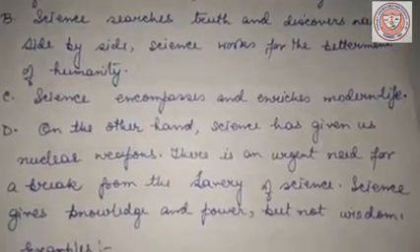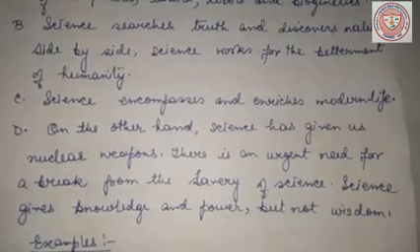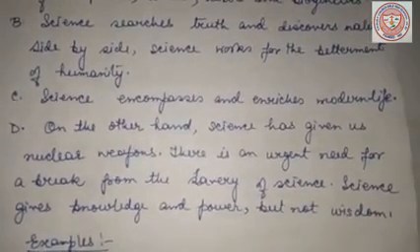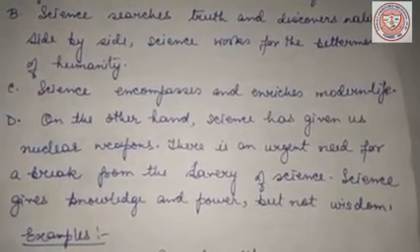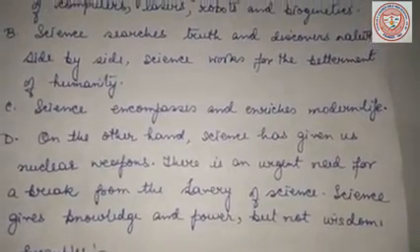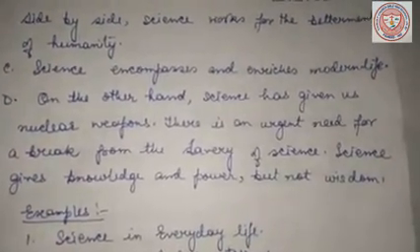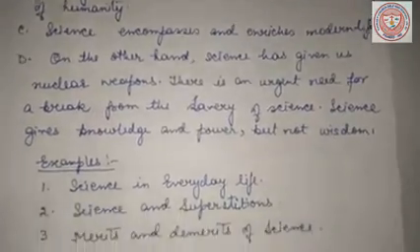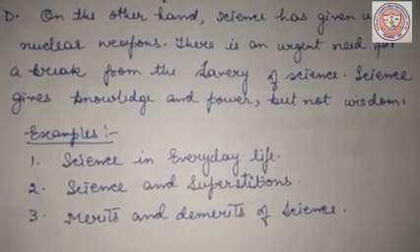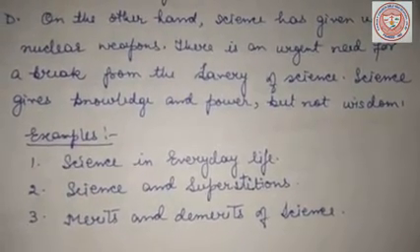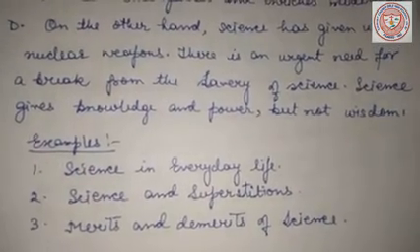Science encompasses and enriches modern life. On the other hand, science has given us nuclear weapons too. There is an urgent need for a break from the slavery of science. Science gives knowledge and power, but not wisdom. These points are to be remembered, girls. These points are very important for us to understand also. Now, there are certain examples which can fall into this category. Number 1 is science in everyday life. Number 2, science and superstitions. Number 3, merits and demerits of science.